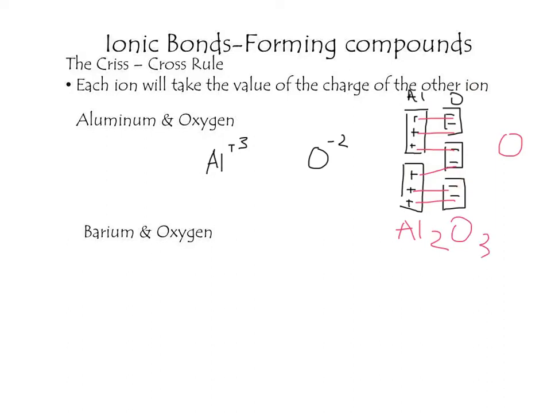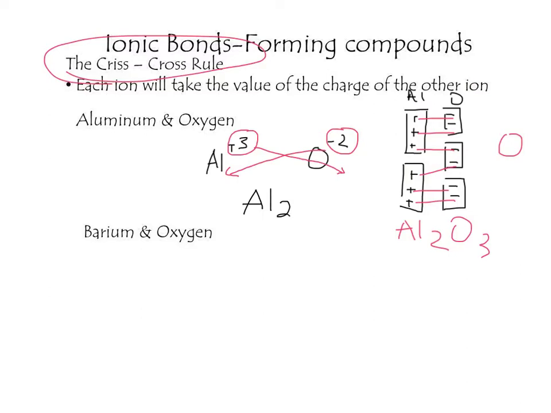So this tells me how I can do it using positive and negative charges, but there's a shortcut, and the shortcut is called the crisscross rule. In the crisscross rule, we take the charge of each element and bring it down to the other side and make that the subscript. So we take aluminum's charge to the bottom of oxygen and oxygen's charge to aluminum, and you should end up with Al with a subscript of 2, oxygen with a subscript of 3. Hey, look at that.